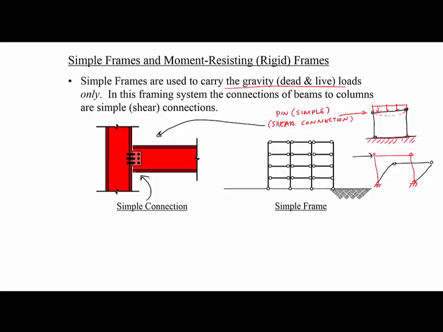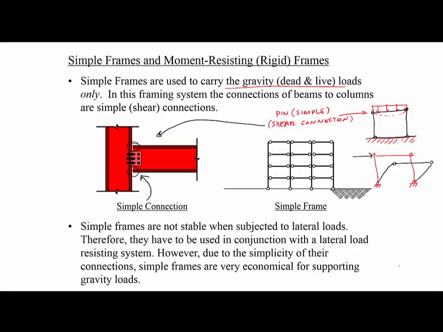The important thing is that only the web of the beam is connected to the column, and the flanges are free. The flanges are not connected. Then, as I said again, the simple frames are not stable when subject to lateral loads. They have to be used in conjunction with a lateral load resisting system, but they are very simple to make, and therefore they are very economical for supporting the gravity loads.